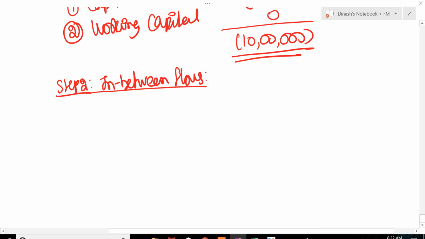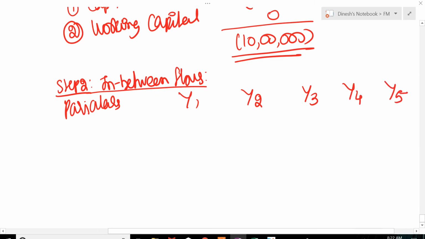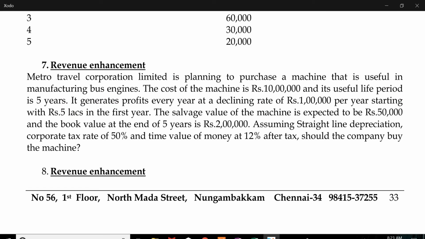Particulars and 5 columns, year 1, 2, 3, 4, 5. Now let's look at the question. My step 2 starting point can be revenues, PBDT, PBT, PAT, or CFAT directly given. Now what is the information they have given?